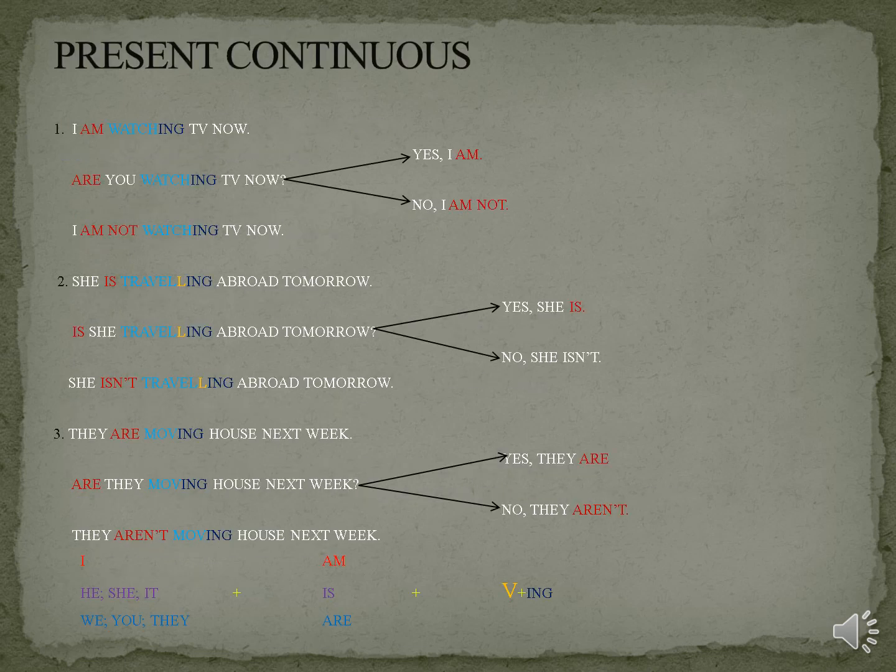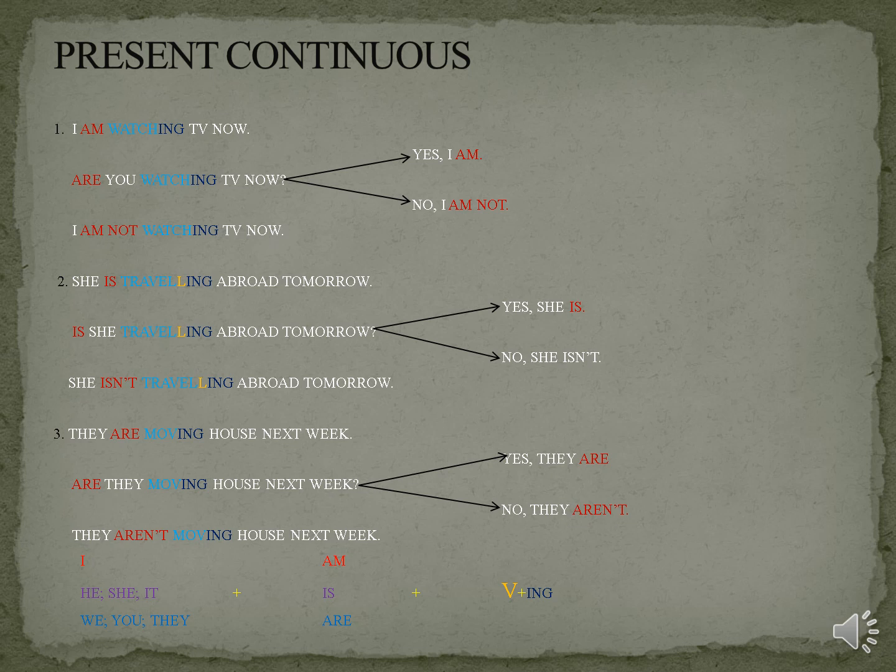The second tense, which is part of the present tenses, is present continuous. Based on your prior knowledge, you know that we form present continuous using be, that is in present simple, plus the main verb in ing.